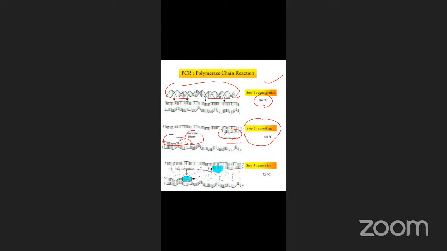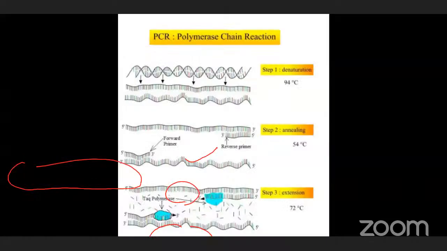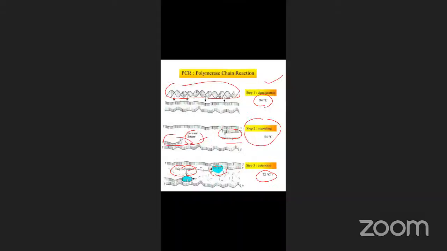Extension, after the polymerase enzyme, DNA polymerase, whose other name is Taq polymerase enzyme. The blue color is Taq polymerase enzyme. One is in the backward direction, another in the forward direction. The extension is carried out at 72 degrees centigrade. Is it clear? Note down this diagram.